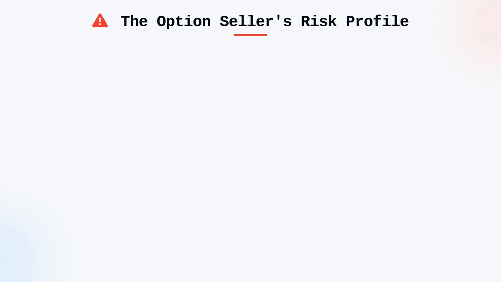On the other side of the transaction, the option seller faces a starkly different risk profile. While the seller receives the premium up front, they incur a contingent liability that can be substantial. For an unprotected or naked call option, the potential loss is theoretically unlimited, as the underlying asset's price could theoretically rise without bound. The seller must remain prepared to fulfill the obligation to deliver the asset at the strike price, even if they must purchase it in the open market at a significantly higher cost.